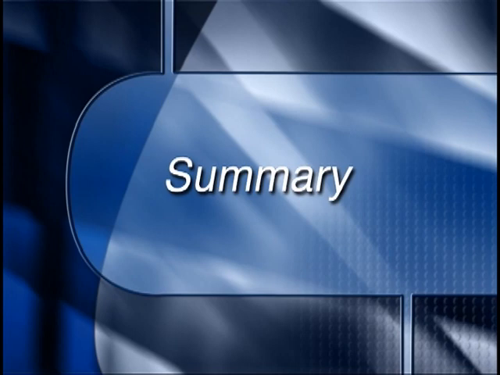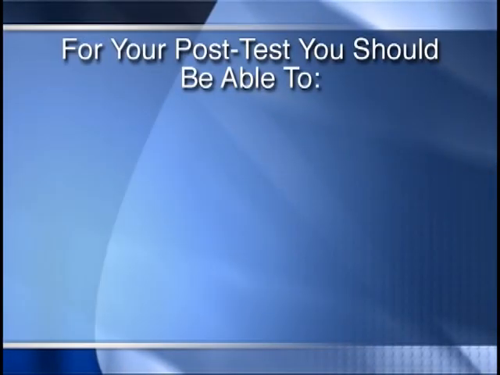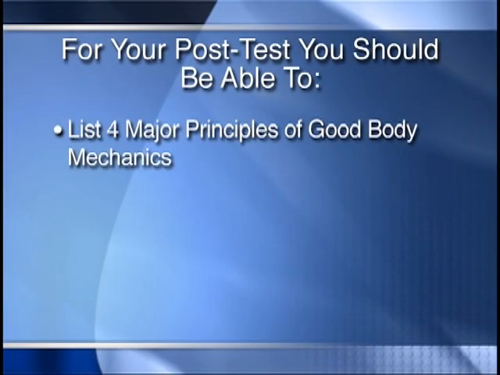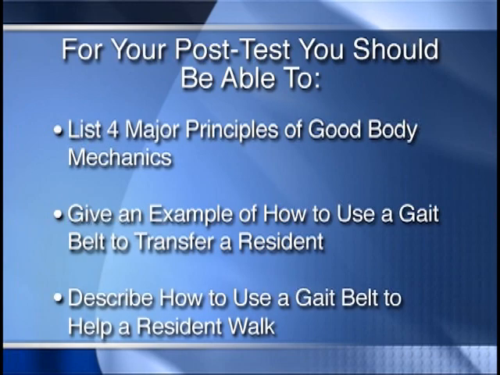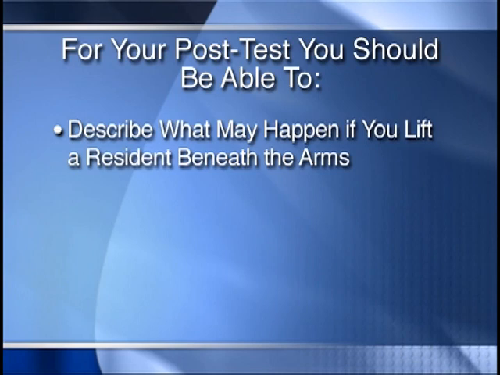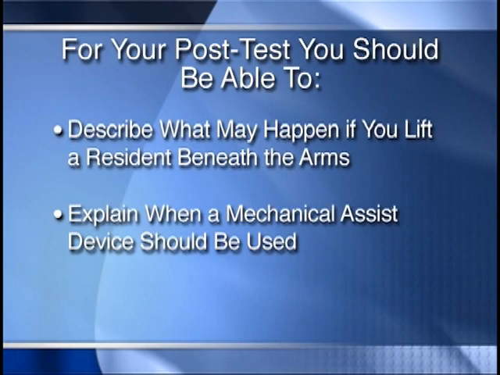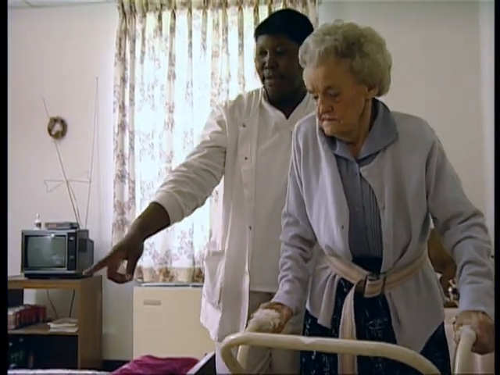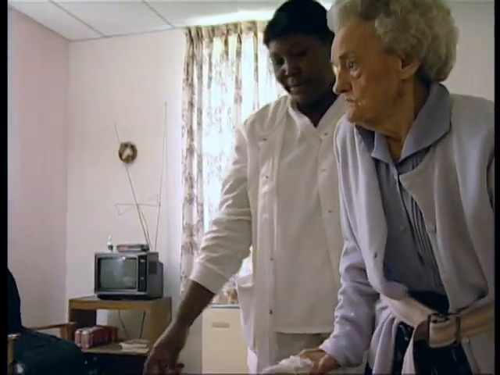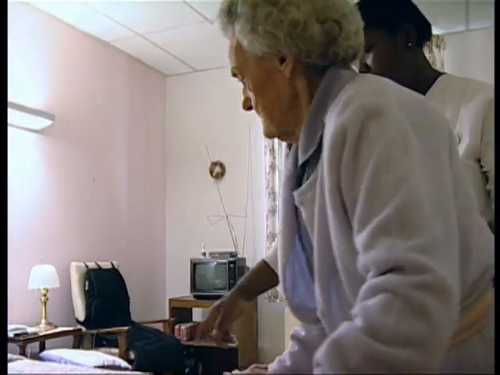Program Summary. For your post-test, you should be able to list 4 major principles of good body mechanics. Give an example of how to use a gait belt to transfer a resident. Describe how to use a gait belt to help a resident walk. Describe what may happen if you lift a resident beneath the arms. Explain when a mechanical assist device should be used. And describe the action you should take when you notice a change or a decline in a resident's mental or physical condition.